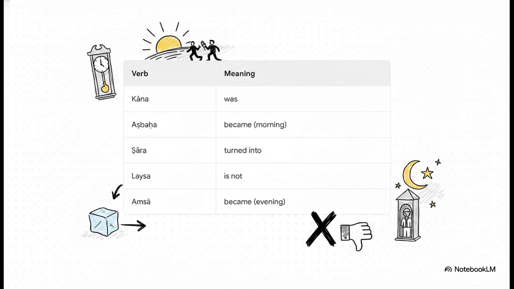Kaana gives us time in the past. Asbaha means something became a certain way in the morning, like saying the working men became active. Sara is pure transformation, like water turning to ice. Lesa gives us absolute negation, and amsa brings us into the evening, like a guard spending the night at his post. They are a highly specific set of tools for any speaker.